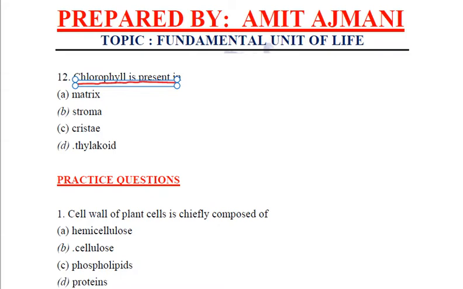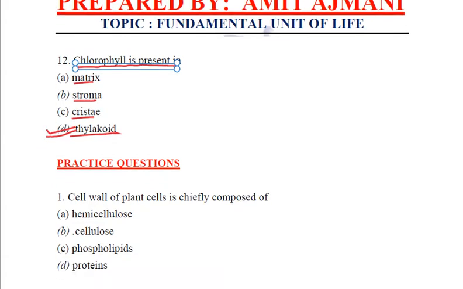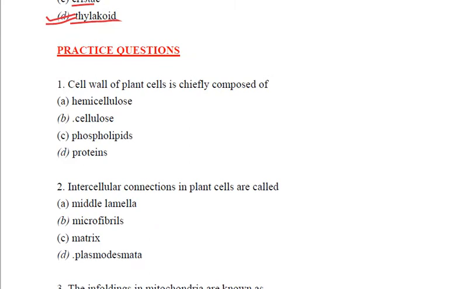Is it in matrix, or in stroma, or in cristae, or in thylakoid? We know that chlorophyll is present in the thylakoids. So option D is the correct answer. Right? Next question. Cell wall of plant cells is chiefly composed of.